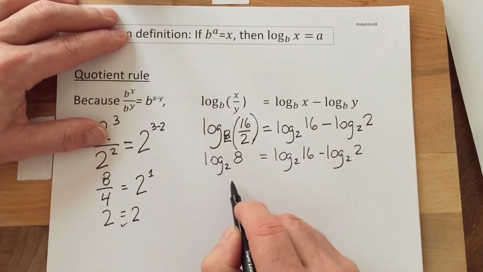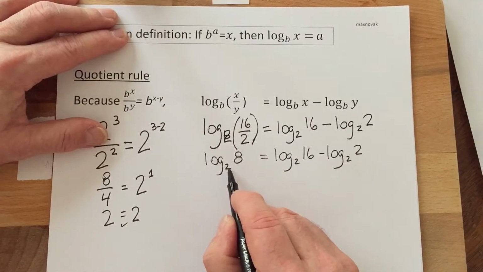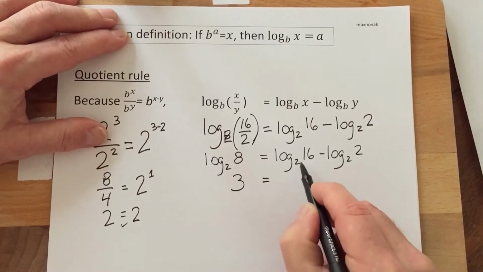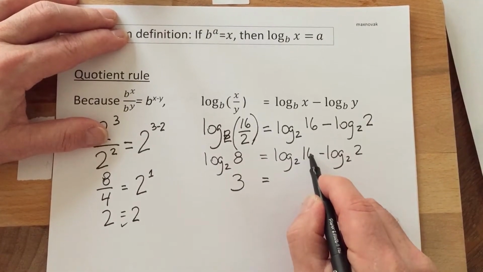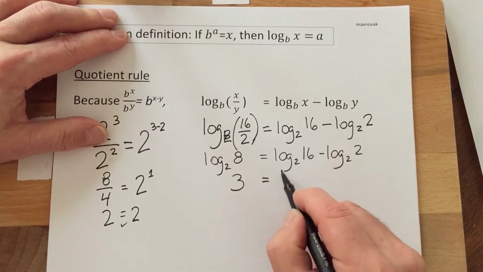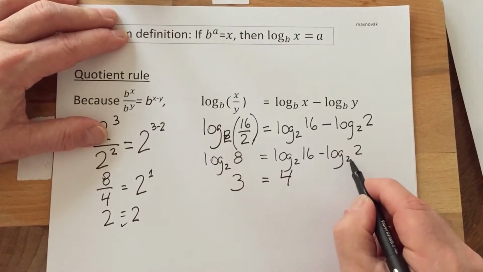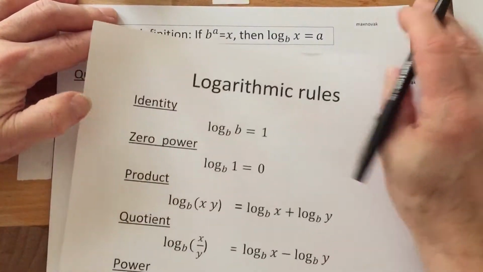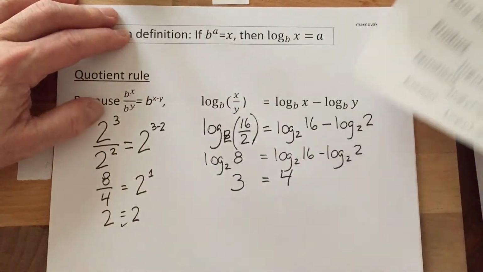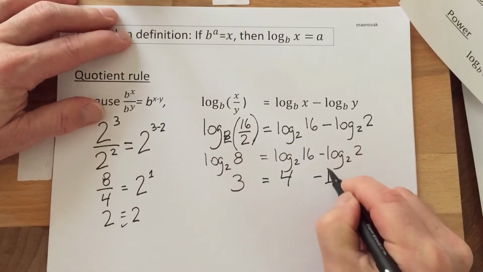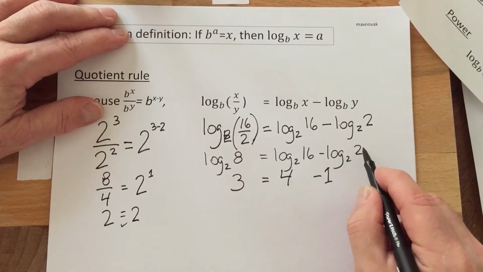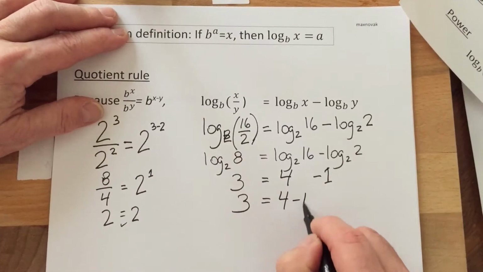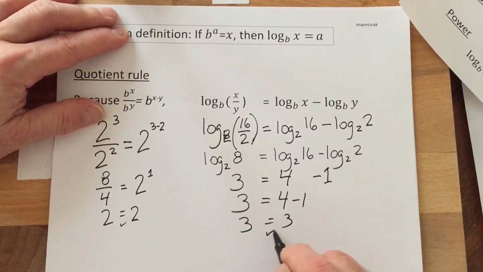The log base 2 of 8 is, what number do you raise 2 to get to 8? That's right, 3. What number do you raise 2 to get to 16? 4. What number do you raise 2 to get to 2? Well, from our identity, it's 1. You raise 2 to the power of 1 to get 2. And what we have is 3 equals 4 minus 1, which is 3 equals 3.